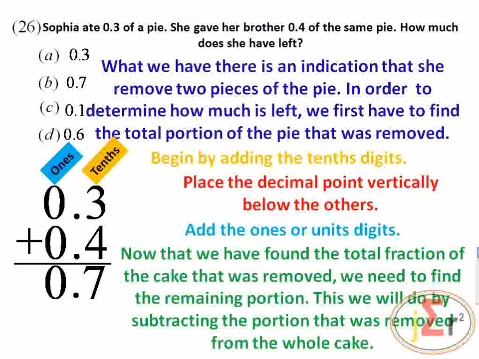Now that we have found the total fraction of the cake that was removed, we need to find the remaining portion. This we will do by subtracting the portion that was removed from the whole cake. So in order to find what remains, we add the 2 pieces together that were removed, and those will be the large portion that was removed. Then we will take that away from the entire cake.